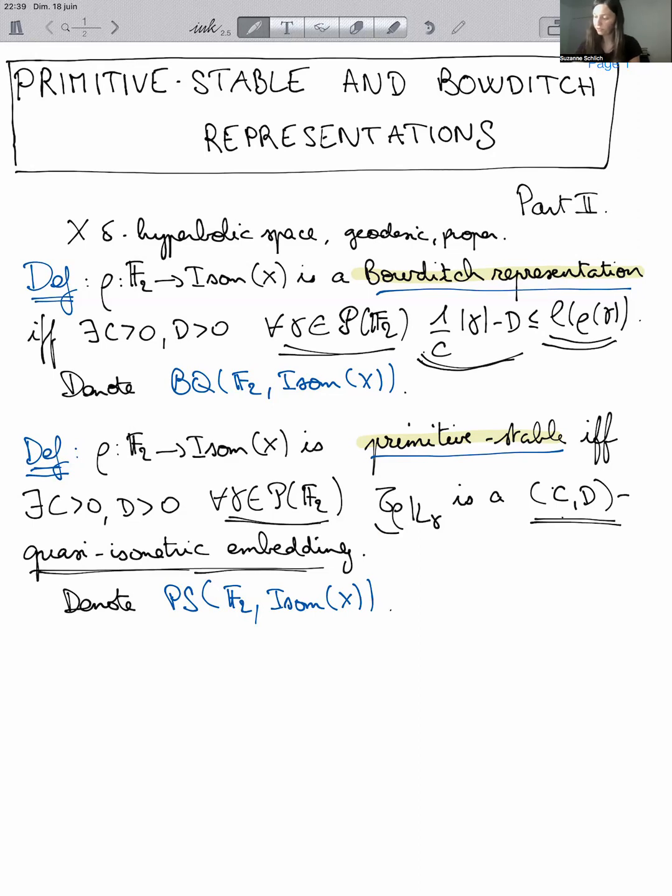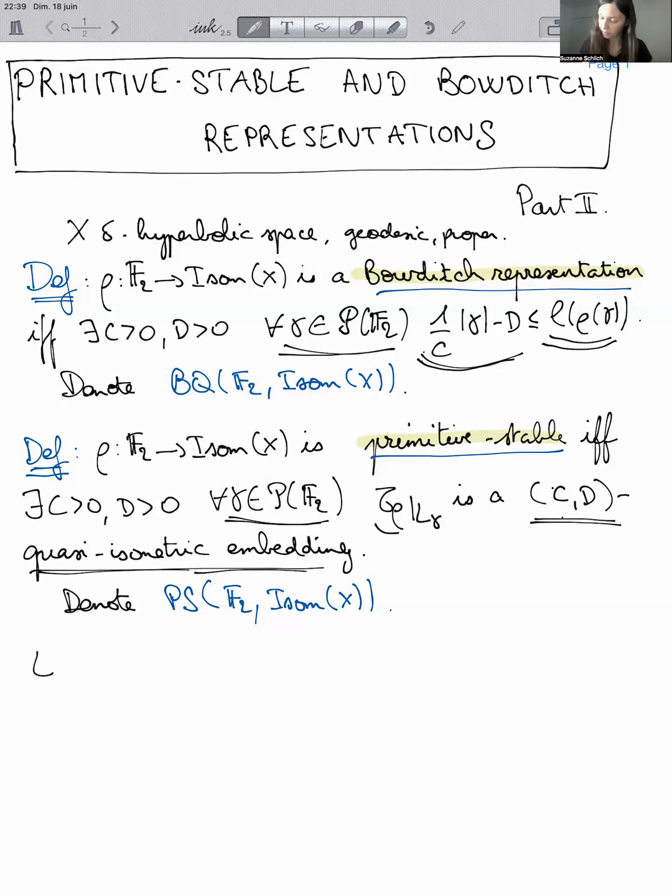So the main difference between these two definitions is that in the second one, for primitive stability, we have information on every subword of a primitive element, whereas in the first definition, in Bowditch representations, we only have information on primitive elements. And of course, when you take a subword of a primitive element, in general, you have no chance that it is primitive. So this is the main difference.